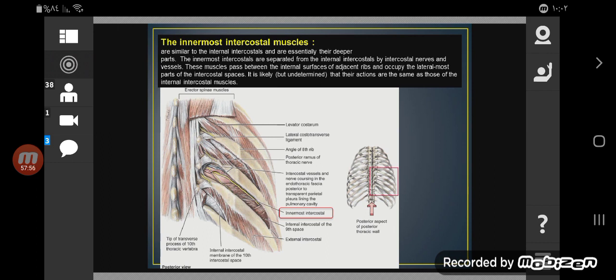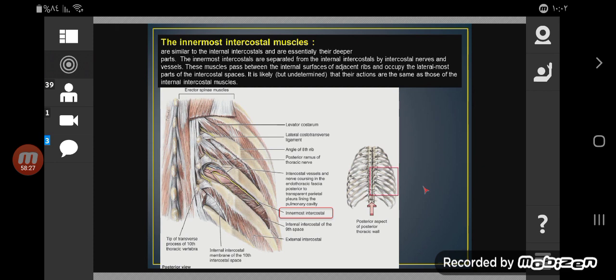I will talk about the nature of the intercostal nerve. And now I mentioned that an intercostal nerve is the ventral ramus of a spinal nerve in the thoracic region. Okay? Intercostal nerve is the ventral ramus of the spinal nerve in the thorax.